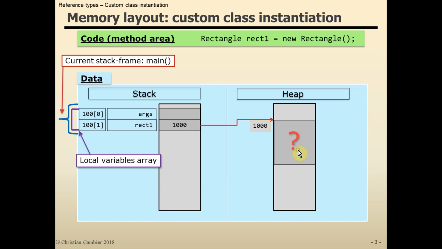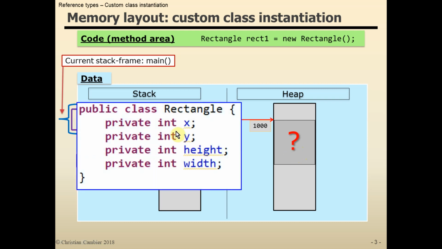But what is created? How many bytes are allocated for the object on the heap? In short, what does the Rectangle object really look like? Well, in order to figure that out, one has to examine the Java definition of the Rectangle class and look for non-static properties defined in the class. In our example, Rectangle has four of them: x, y, height and width, each of type integer.